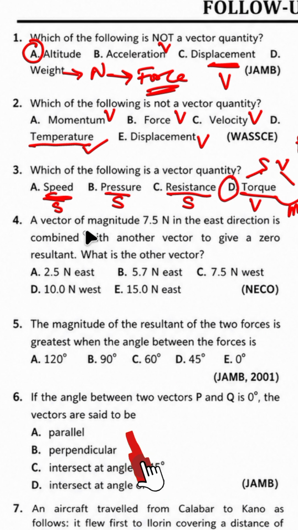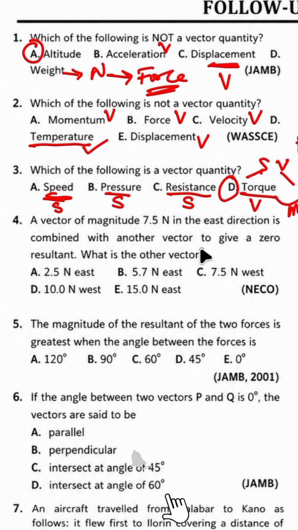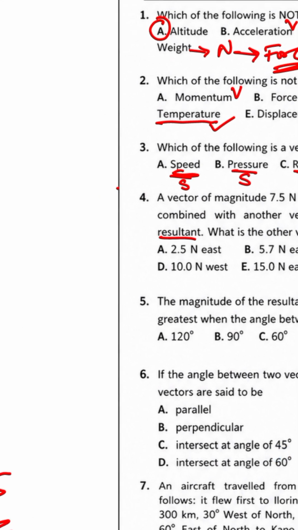The next one, a vector of magnitude 7.5 Newton in the east direction is combined with another vector to give a zero resultant. What is the other vector? So from this question, that means there's a force that is 7.5 Newton in magnitude. It is acting in the eastern direction. And we are told that there's another vector that will cause it to have zero resultant. That means zero effect. So let's draw that force real quick. So you have a force 7.5 Newton acting like this in the eastern direction.